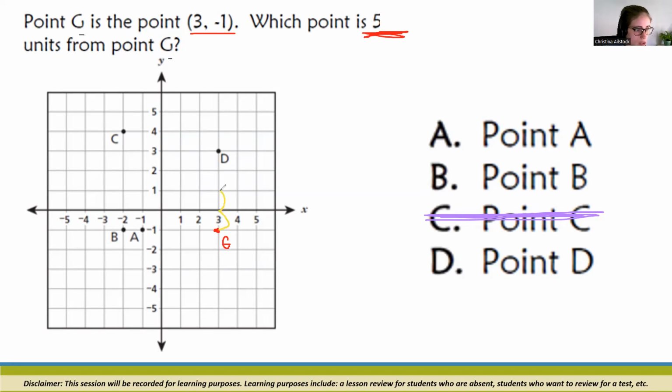So we are 1, 2, 3, 4 units away from D. I needed it to be 5. D's not it. All right. Let's go from G to A, and if it works, great. If not, I'll keep going and hope it's B.